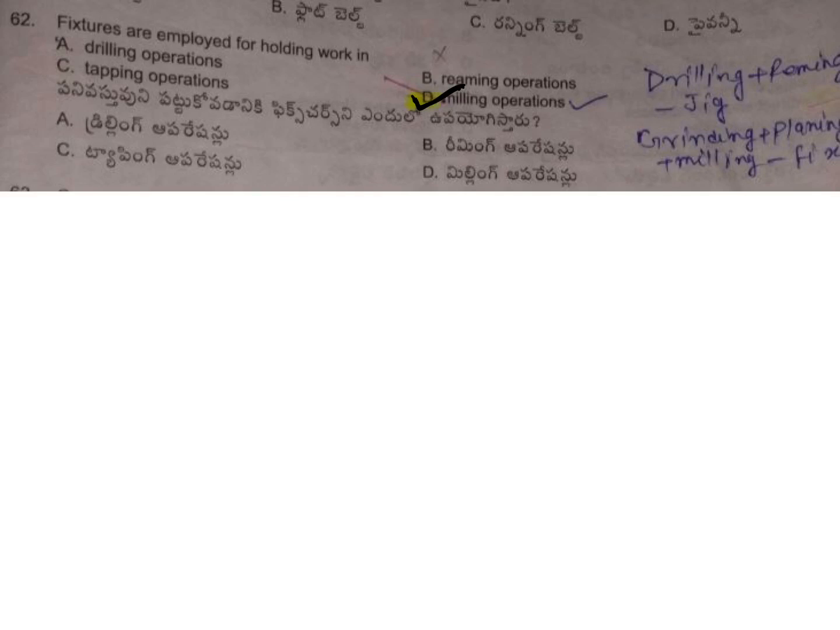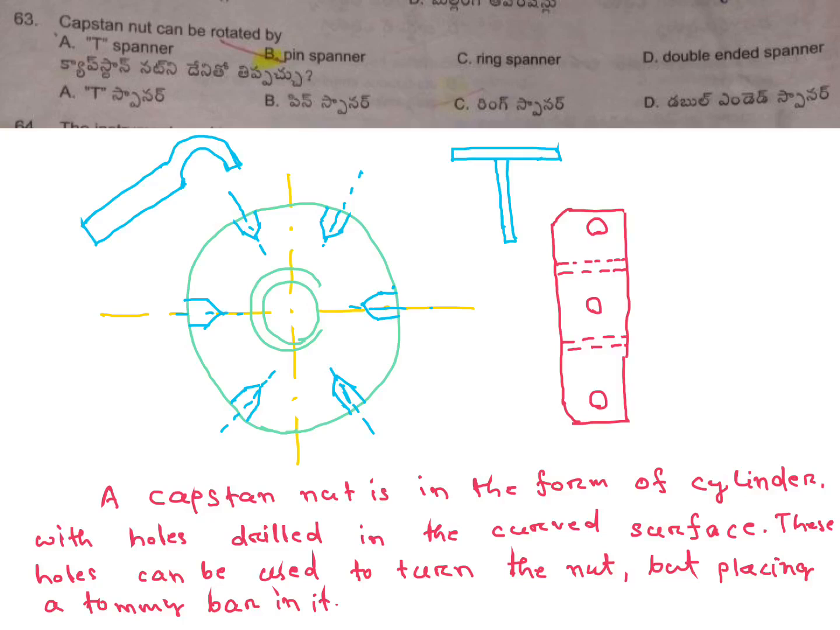Next question, a capstan nut can be rotated by: A T-spanner, B pin spanner, C ring spanner, D double-ended spanner. This is the figure of a capstan nut. A capstan nut is in the form of a cylinder with holes drilled in the curved surface. These holes can be used to turn the nut by placing a tommy bar in it. So these are the small holes.